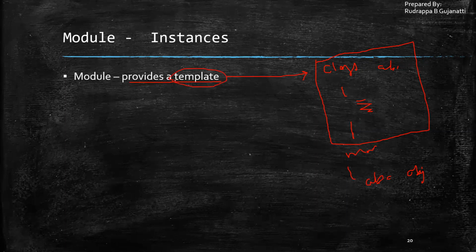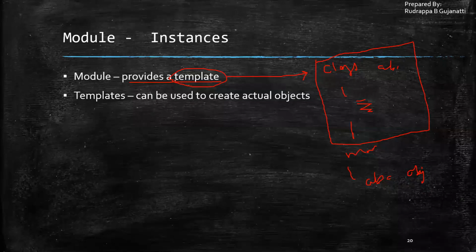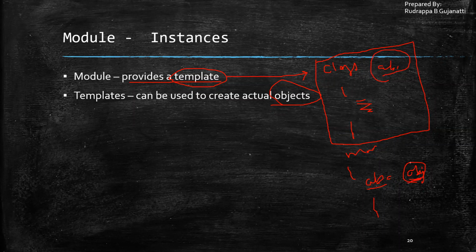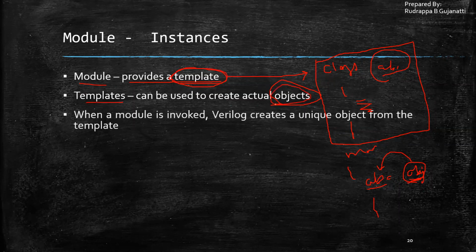What that template's purpose is, we have to check out. Templates can be used to create the actual objects. So what are the objects in our case? Here in C++ also, if I have to define an object of this class, I just take the name of the class and give the variable name. So this one is the object of type ABC. Here, once I define a module, I'll get a template, and using that template I'll be creating the actual objects.